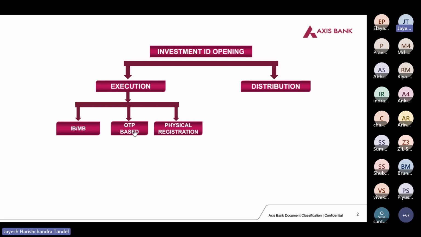So IBMB and OTP based registrations are paperless registration. OTP based and physical registrations are RM initiated registration. IBMB is the customer initiated registration. So first we'll see the customer initiated registration.